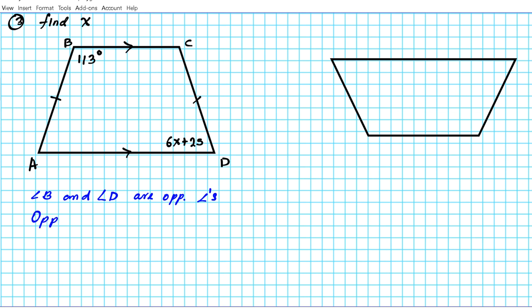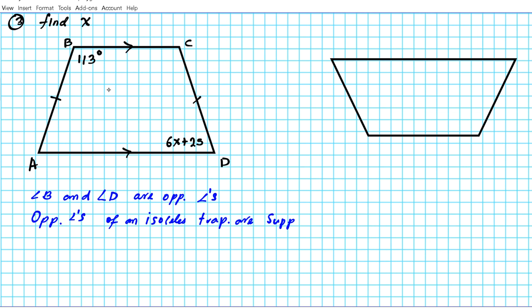Let's write it down. Opposite angles of an isosceles trapezoid are congruent. Okay, so, oh, I'm sorry, supplementary, not congruent. They are supplementary. It's base angles that are congruent. Okay, so opposite angles are supplementary. So what can we write concerning this particular problem?